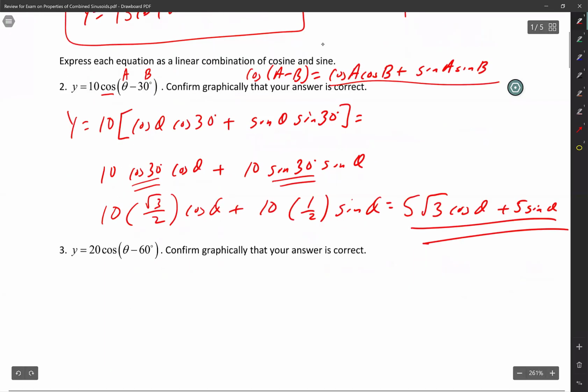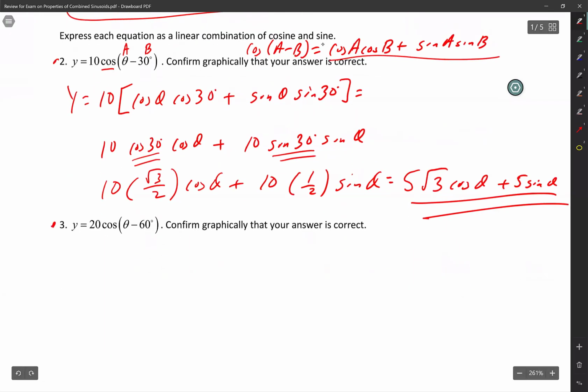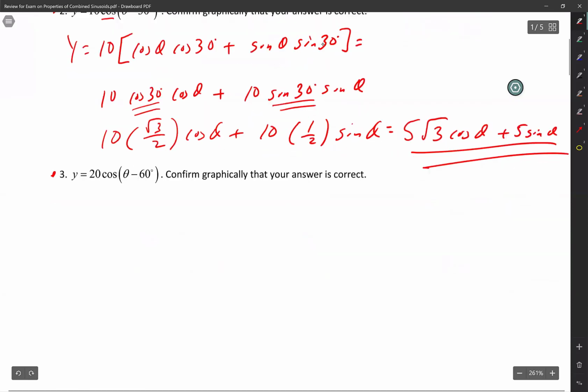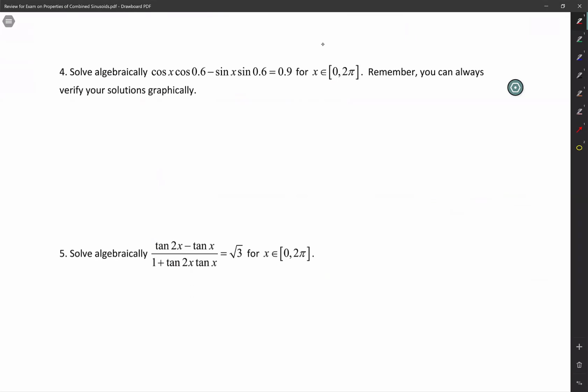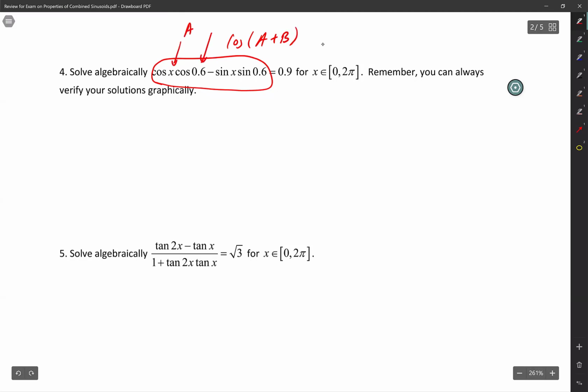So is it cool if I skip question 3, only because question 3 is exactly the same as question 2? Yes. So let's keep going. And so here we go. Now we have an application problem where it says solve algebraically cosine x cosine 0.6 minus sine x sine 0.6 equals 0.9. And what I'm hoping that I see is that you guys see that I can simplify that part. You see cosine, cosine, sine, sine, and I hope that you guys will realize, oh, that's just cosine A plus B, where A is x and B is 0.6.